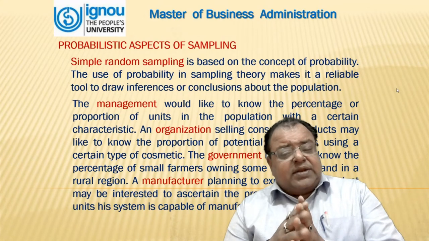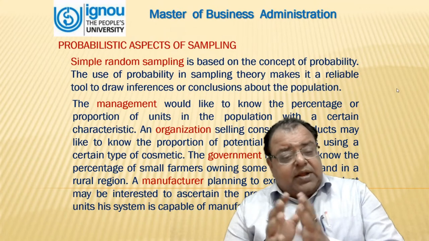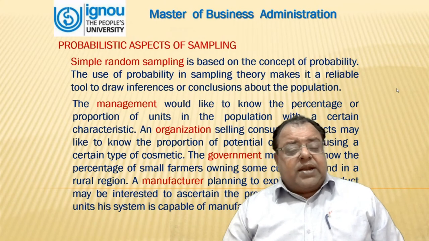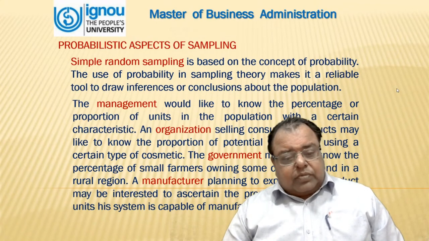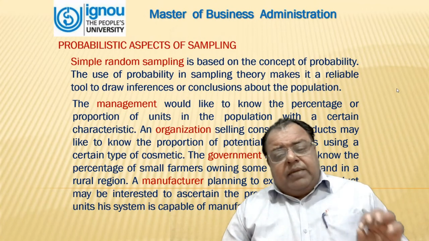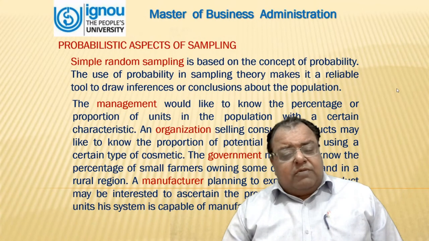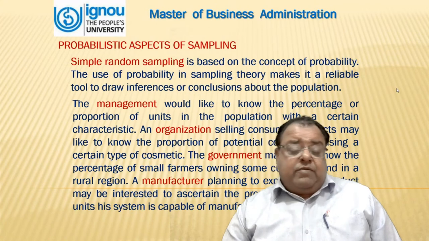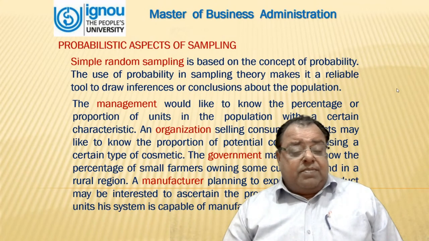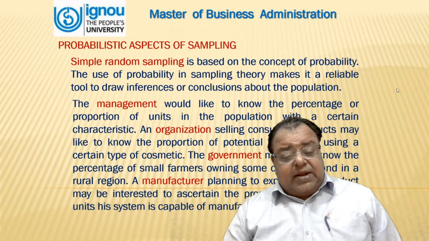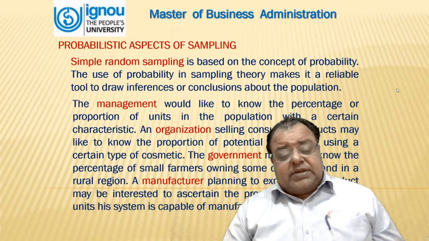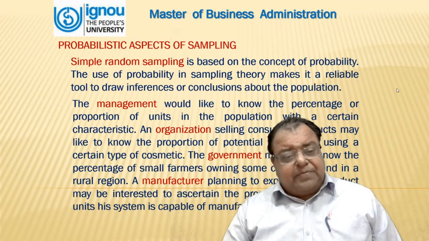An organization selling consumer products may like to know the proportion of potential customers using a certain type of cosmetic. A government may like to know the percentage of small farmers owning some cultivable land in a rural region. Similarly, a manufacturer planning to export some product may be interested to ascertain the proportion of defect-free units his system is capable of manufacturing.